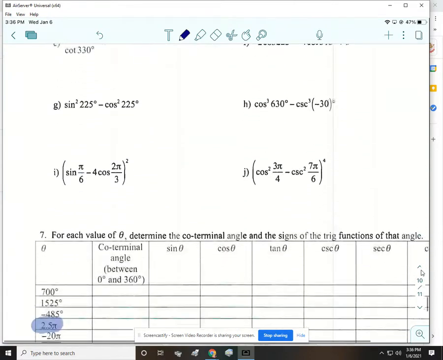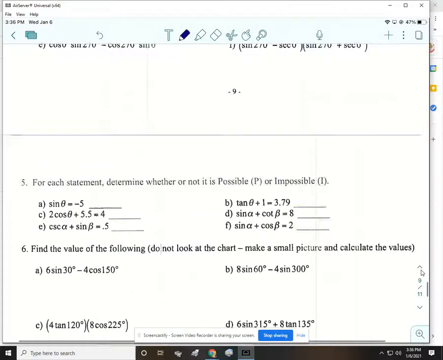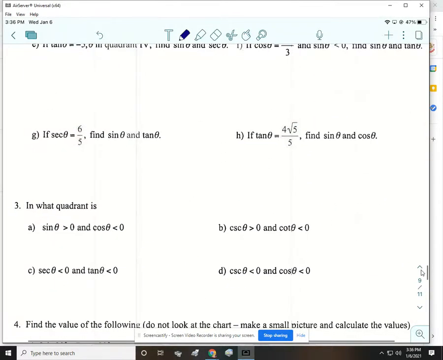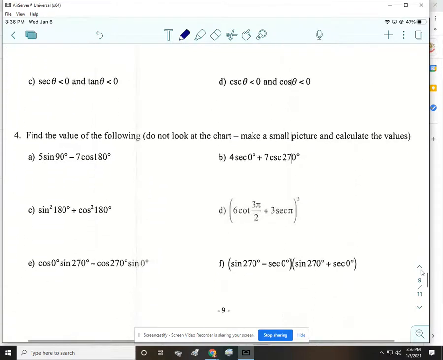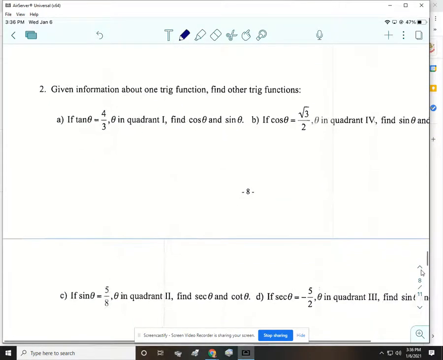All right, so you're going to do number 7 on page 10. You're going to do number 3 on page 9. And then 2 is on page 8 and 9.